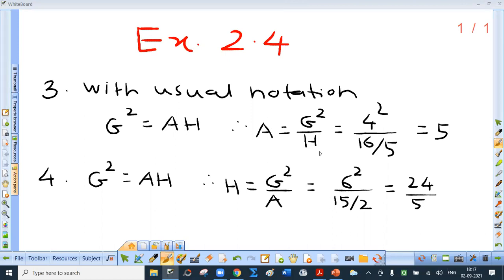Fourth is similar. Find the harmonic mean of two positive numbers whose arithmetic mean and geometric mean are 15/2 and 6 respectively. So H is G square upon A. So substitute the values to get the harmonic mean as 24/5.